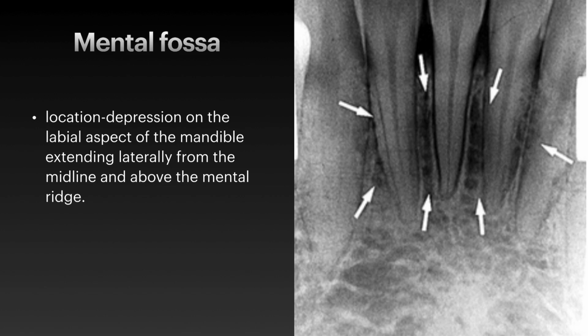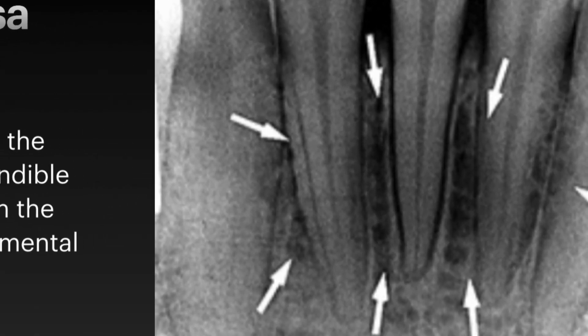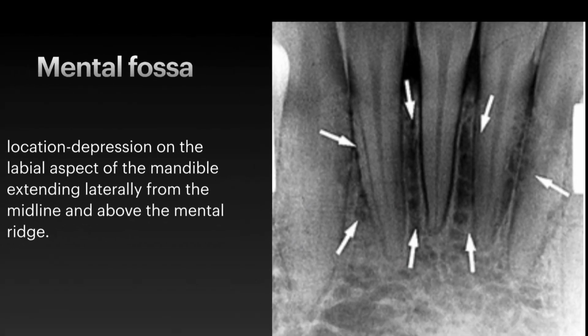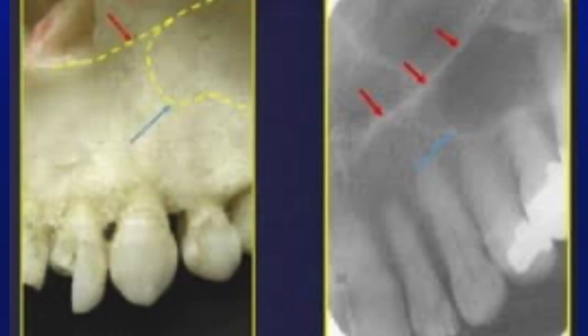Mental fossa. It is a depression on the labial aspect of the mandible, extending laterally from the midline and above the mental ridge. Now, let's see the radiographic anatomical landmarks of the mandibular canine. Mental ridge. It is a radio-opaque ridge on the radiograph. It is a prominence of bone on the labial surface of the anterior mandible.